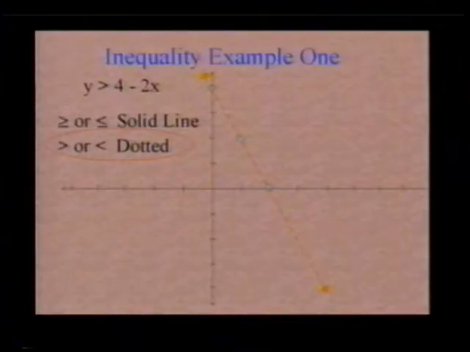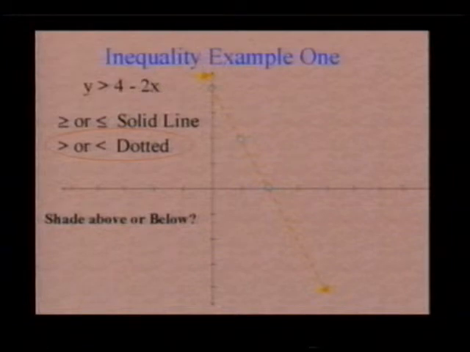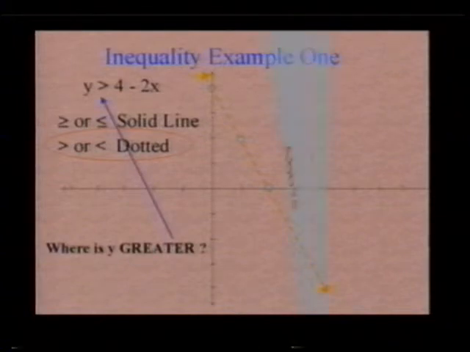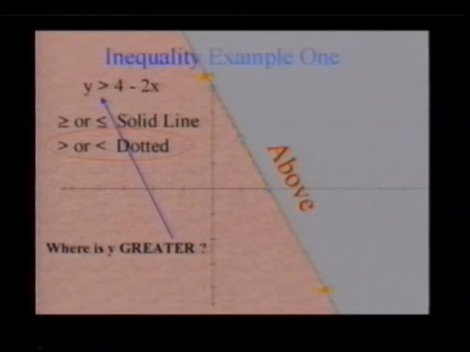Consider this. We need to decide where to shade, okay? In this case, y is greater. Okay, well, where does y get greater? Does y get greater above or below? Well, y gets greater above. So quite simply, you're going to shade above. That's how you're going to decide. It's simple, much simpler than using a test point or something. Okay, and that's our answer, a shaded with a dotted line.